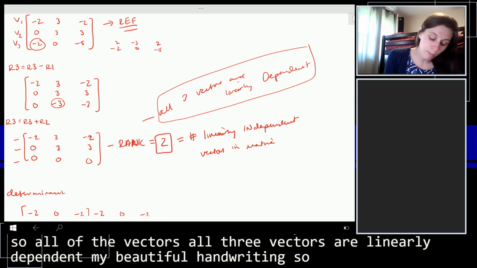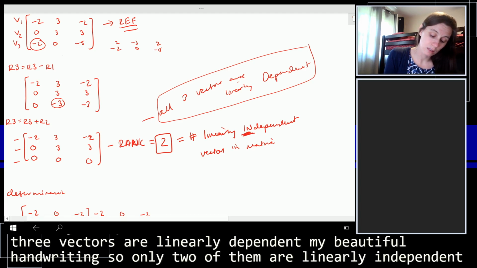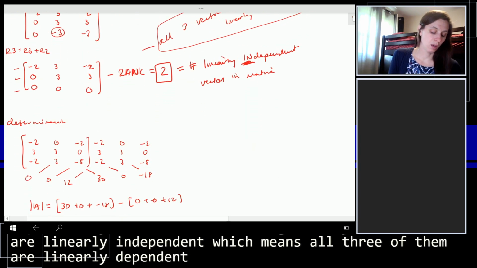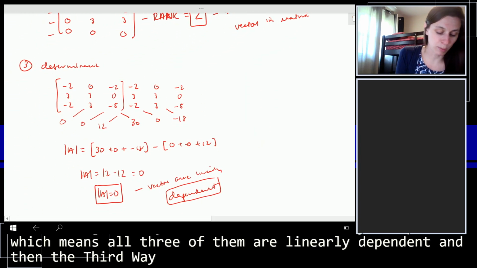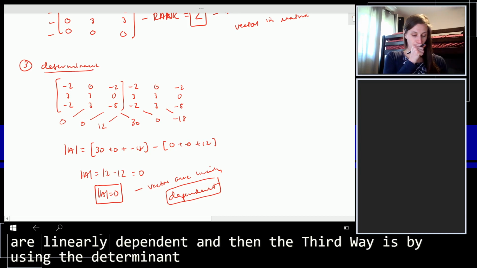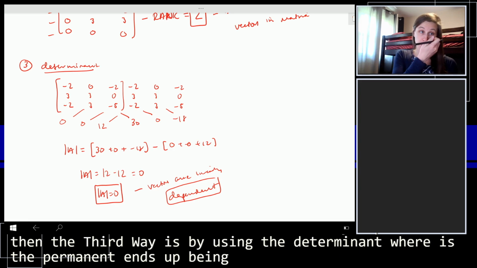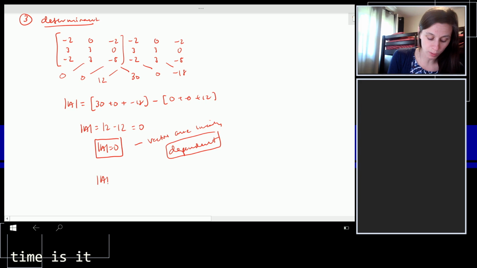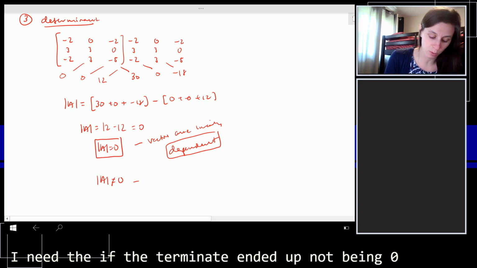So only 2 of them are linearly independent, which means all 3 of them are linearly dependent. And then the third way is by using the determinant, where if the determinant ends up being 0, then our vectors are linearly dependent. If the determinant of A ended up not being 0, then they would be independent.